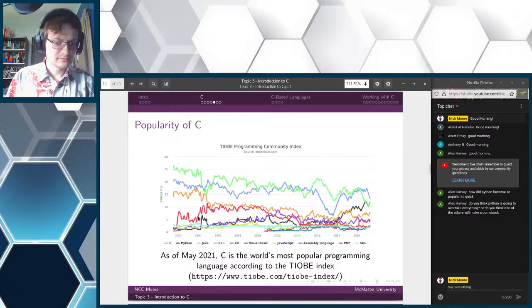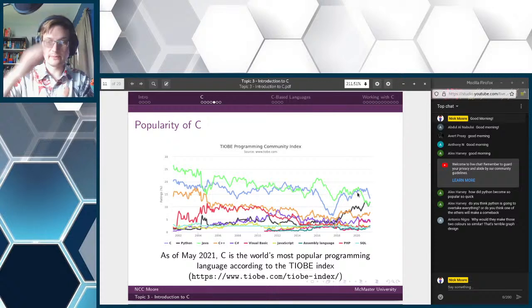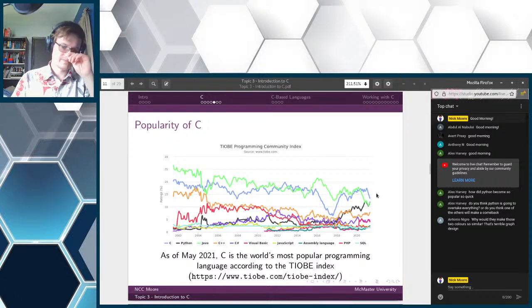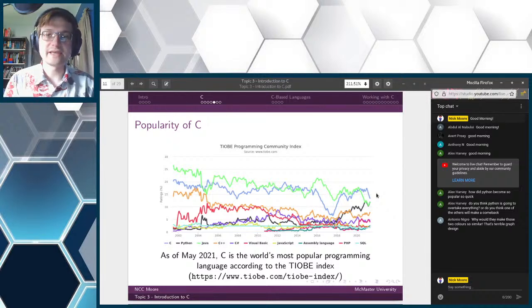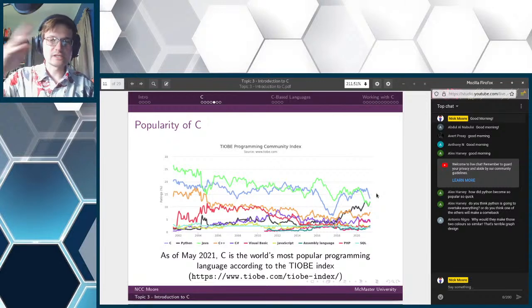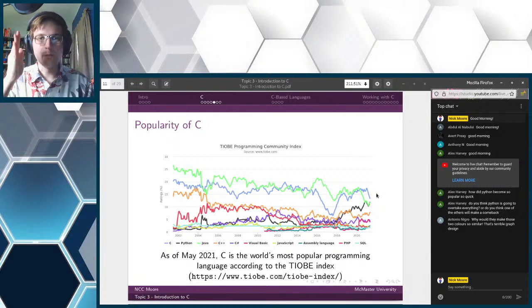So, Python looks like it's getting popular. Yeah, why would they make those two colors too similar? Yeah, it's terrible, right? So, Python looks like it's going to, this is deceptive, right?